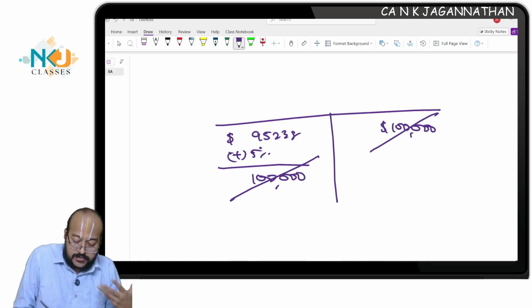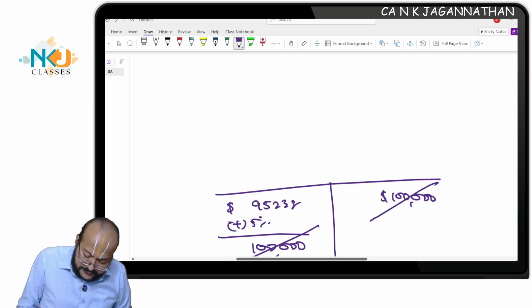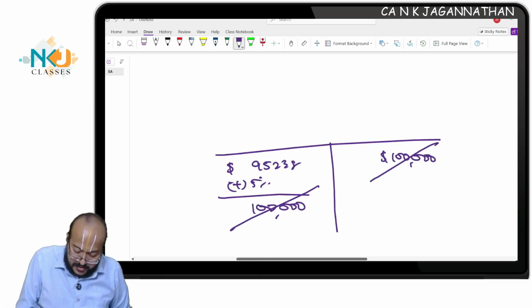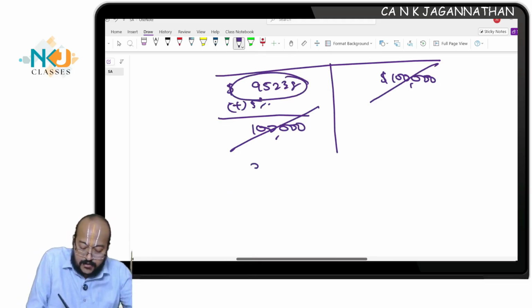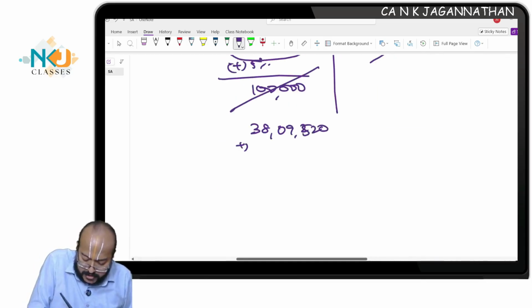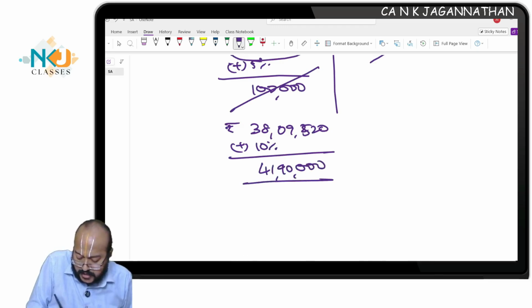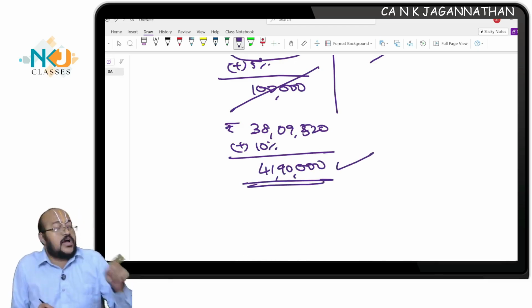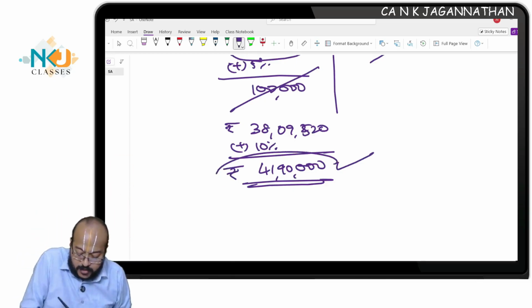Then what is remaining, sir? What is this concept all about? Very simple. This 1 lakh and this 1 lakh get cancelled. Effectively, today you borrowed 95,238 and converted it into 38 lakh 9,520. This you deposited in INR at a 10% interest rate. It matured to 41 lakh 90,000. Are you all understanding? This 41 lakh 90,000 ultimately becomes your receivable amount in terms of rupees.